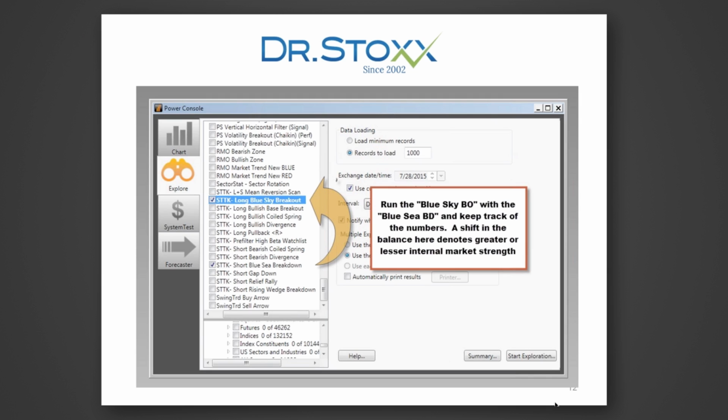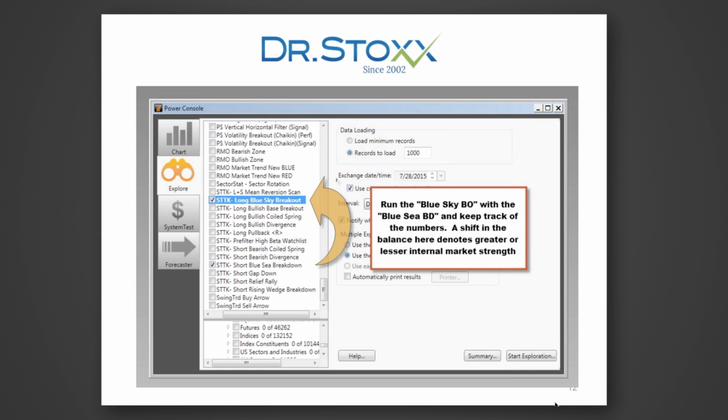In the Trend Trading Toolkit, you have several explorations that are paired up. You have a long exploration, and then you have the reverse of that trading system on the short side. For example, we have the long blue sky breakout, and then it's paired up with the short blue sea breakdown.